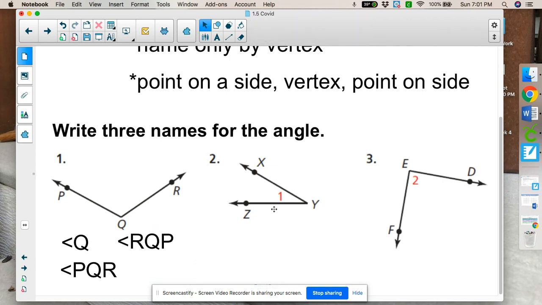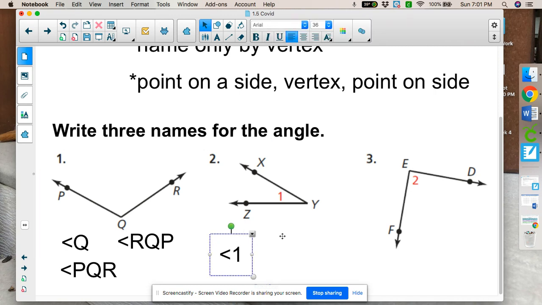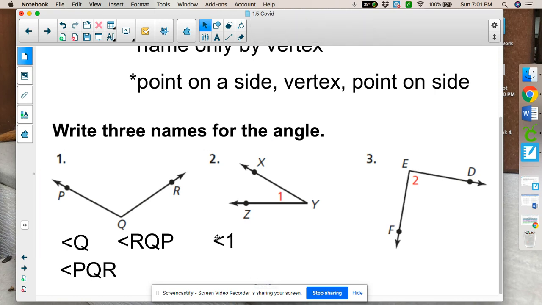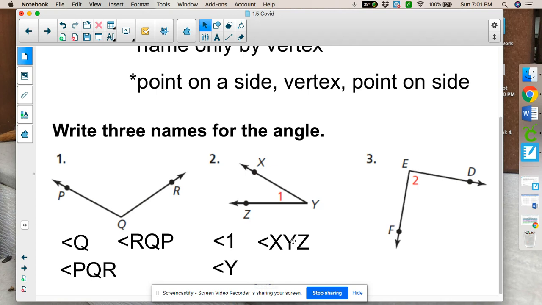This one, the number 2, we can actually name this angle 4 different ways, because sometimes your book will put a little 1 in the corner there. So if I'm just talking about angle 1, sometimes I'll do that. It's a lot easier just to recognize that I'm talking about angle 1. I could name this angle Y just by its vertex. We could do X, Y, Z. And then I want you guys on your notes to see if you can come up with the 4th way to name this angle that I haven't listed here.